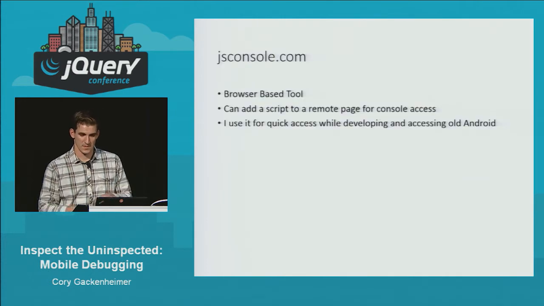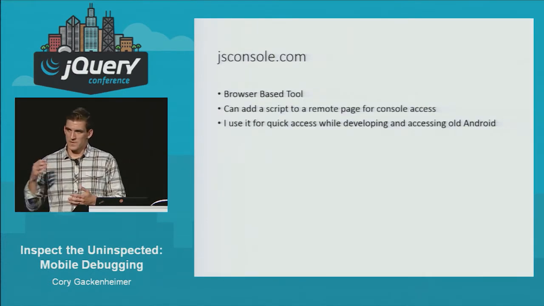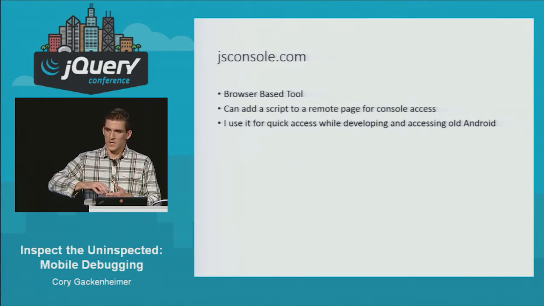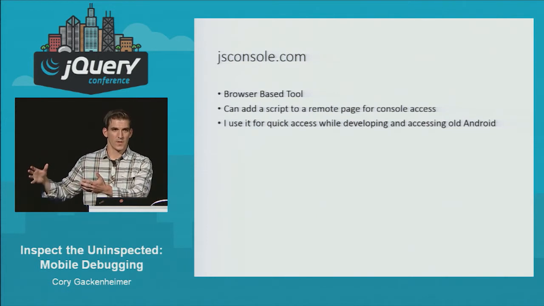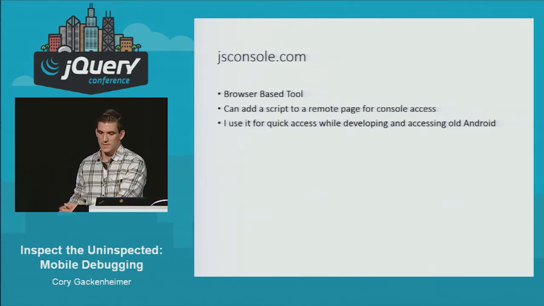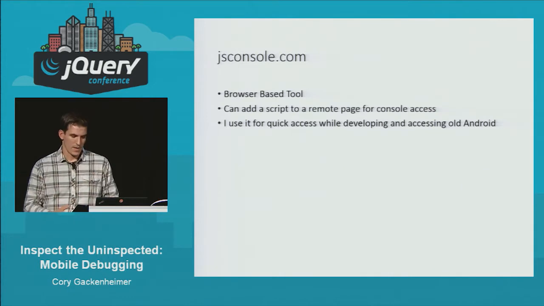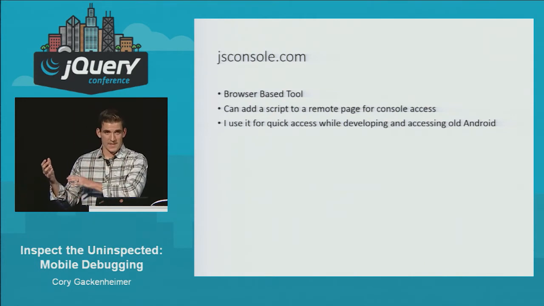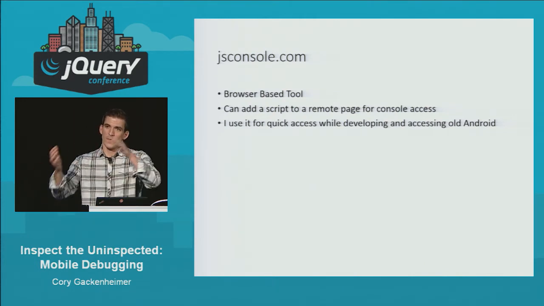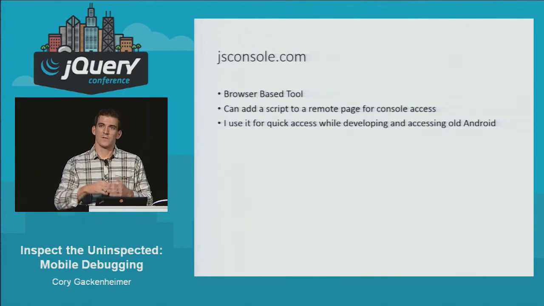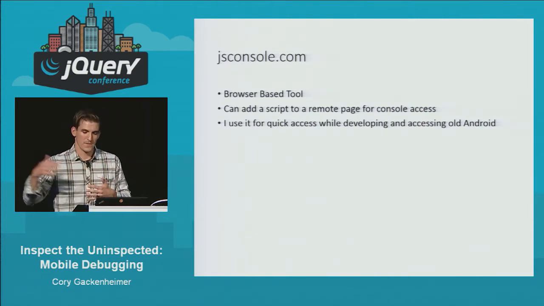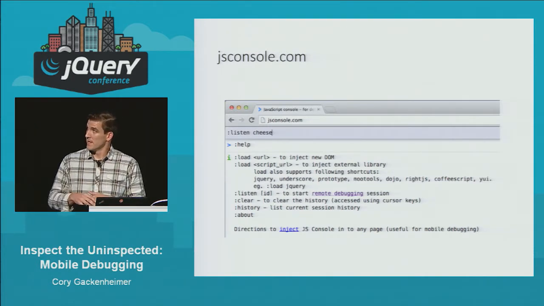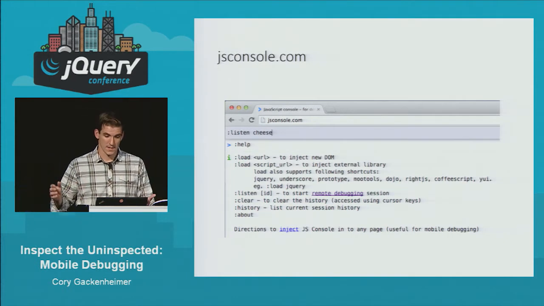The first one is just jsconsole.com. It's a browser-based tool, and it basically runs as this proxy server. You put this script on your remote target, on your phone or your iPad or whatever it is you want to debug, and have an identifier on there that then runs back to jsconsole.com, and you can talk to the console of your remote device. You do that with this command, colon listen, and then the identifier. Here the identifier I used was cheese.